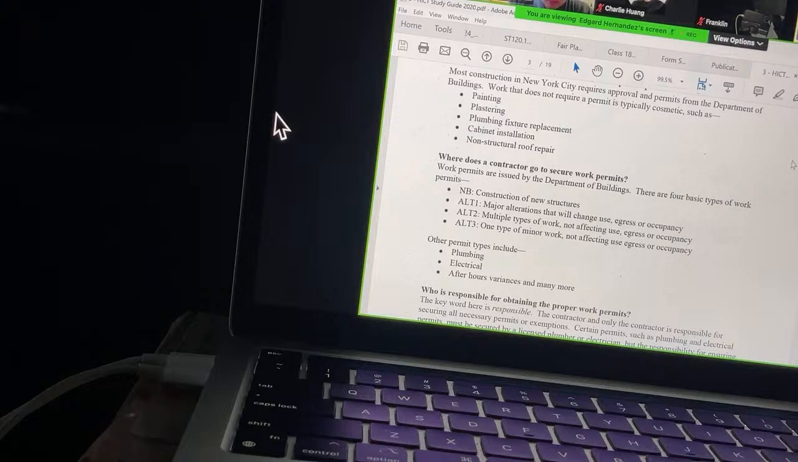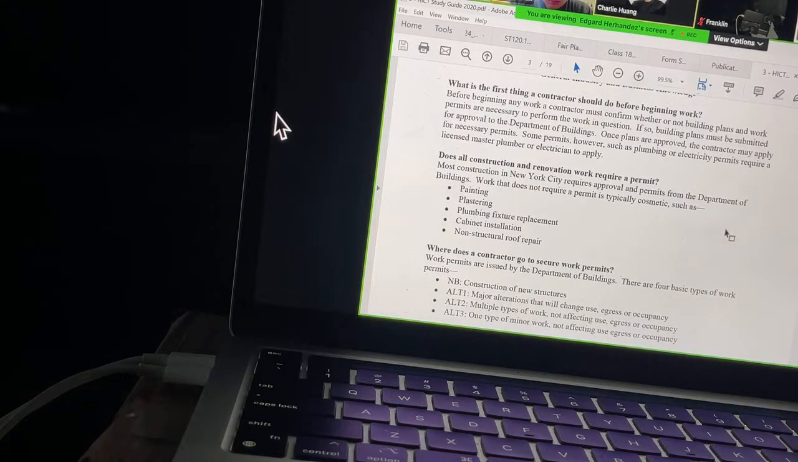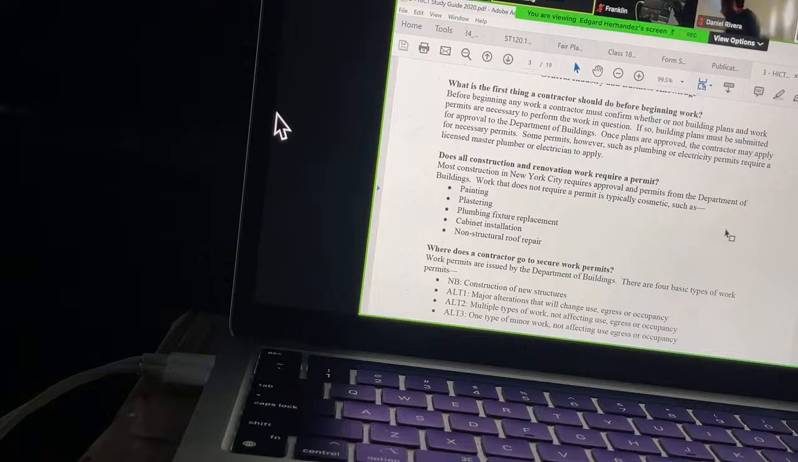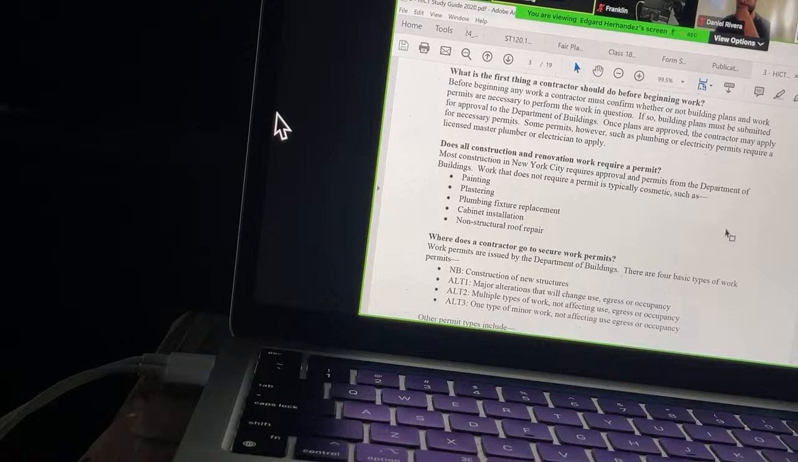All right? Charlie, we're still waiting for you. Yes, I'm here. Could you go up a little bit? I have a question regarding the plumbing and electrical. Some permits, such as plumbing and electricity permits, require a licensed master plumber or electrician to apply. So what if I'm the owner of the property? Do I need to be licensed to apply for a permit for plumbing or electrical?